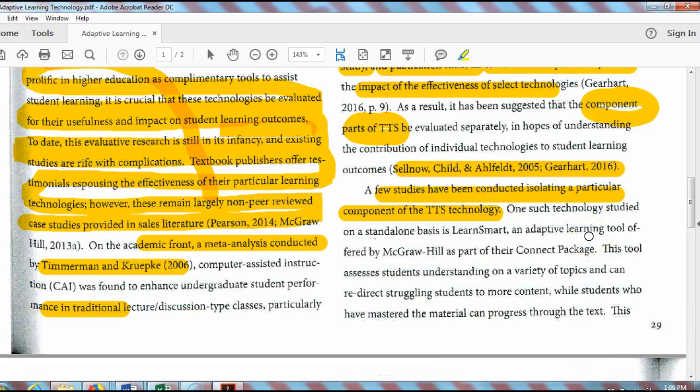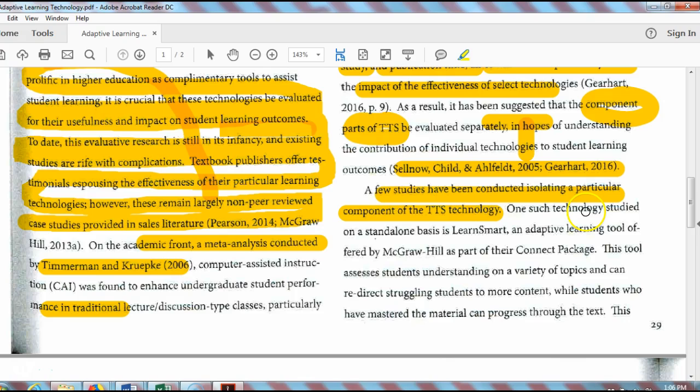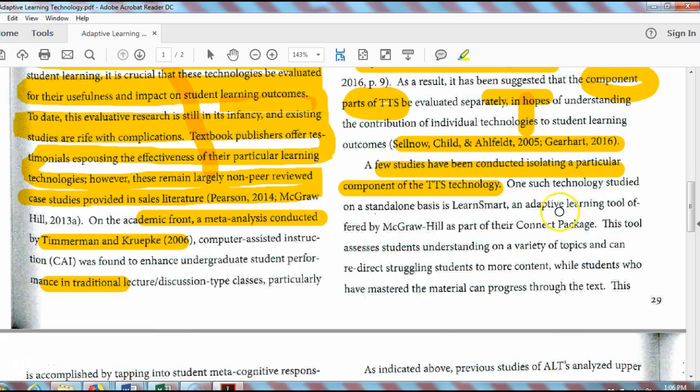So you see the transition here. That's another part, the transition from one paragraph to another. Here I'm kind of alluding that we need to look at these on an individual basis, these TTS on an individual basis. So I do that. A few studies have been isolating the components. One did LearnSmart on a standalone.